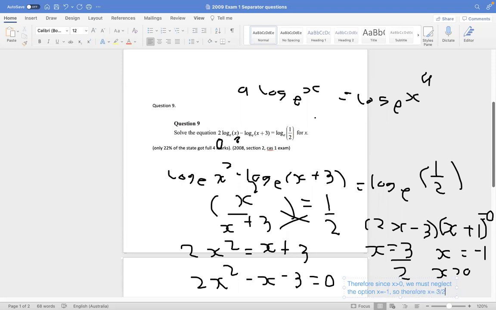It's important that we state that we must neglect this option, because if we don't, we'll lose a mark.